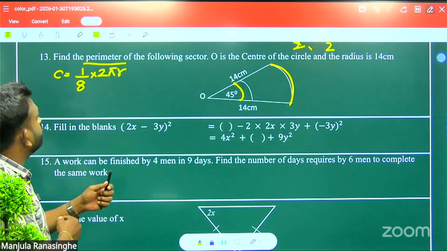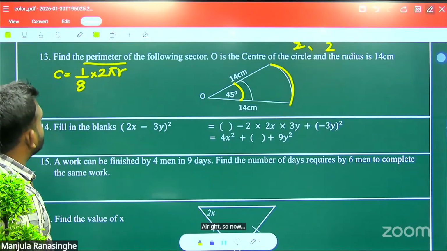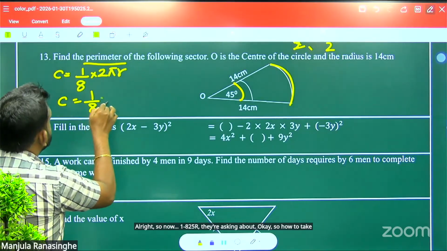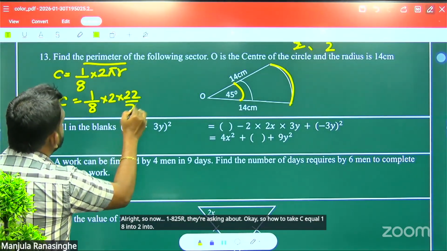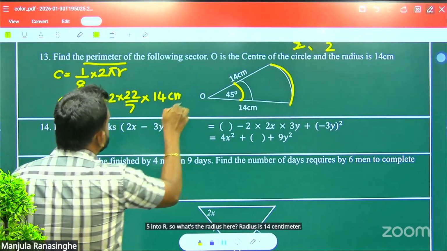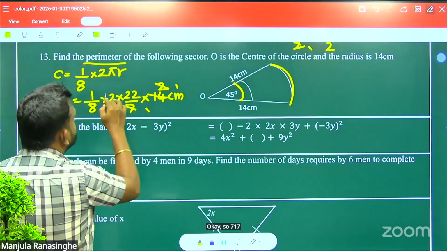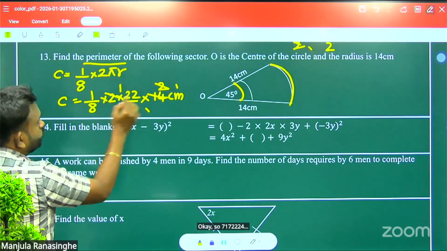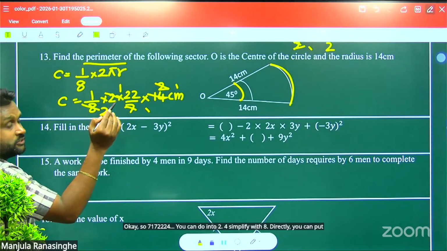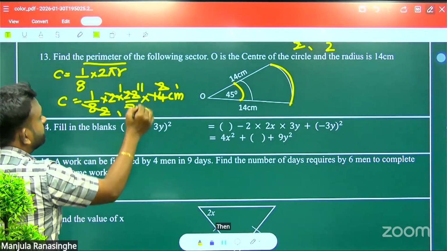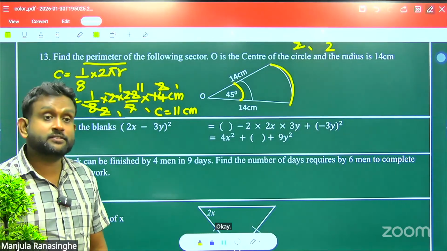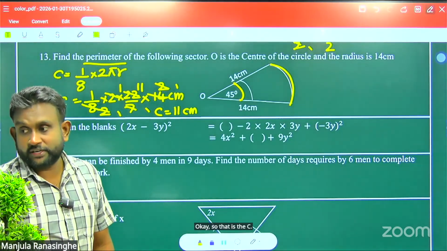Right. So now they are asking about 1/8 of 2πr. Okay, so how to take it: C = 1/8 into 2 into π into r. So what's the radius here? Radius is 14 centimeter. Okay, so 7 into 2, 2 into 2 is 4. 4 simplifies with 8. Directly you can put 2 in one shot. Then 2 into 1, 2, 11. So C = 11 centimeter. Okay, so that is the arc length, C = 11 centimeter.